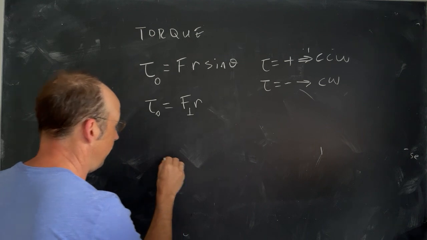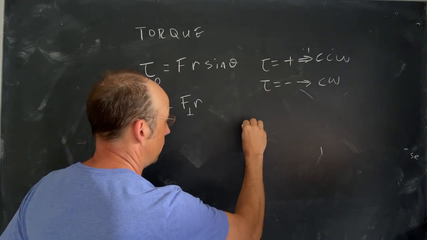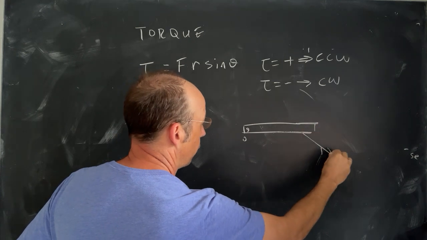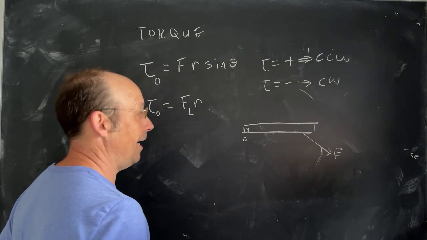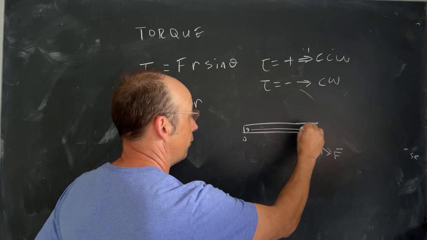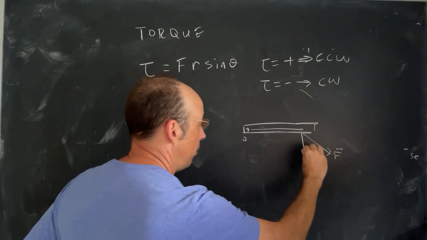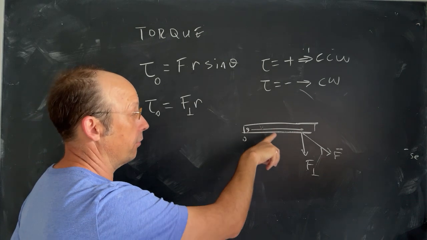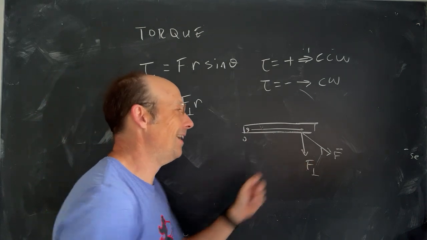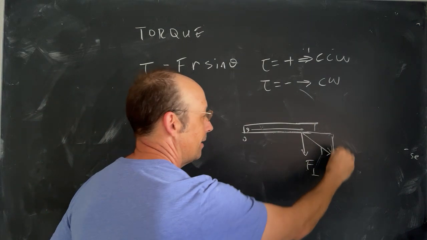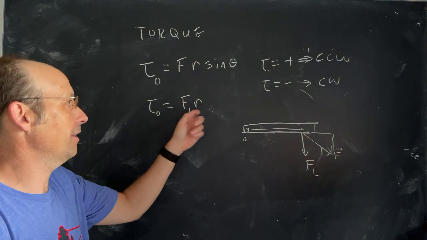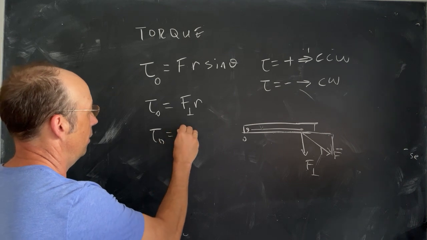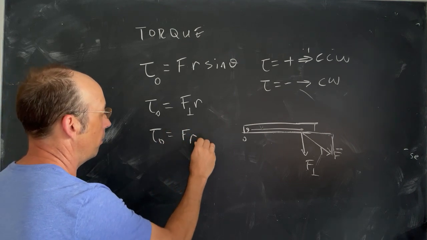So imagine that I have this situation again. There's my point O. Here's my force F. Instead of calculating the angle between those, I can calculate the perpendicular component of F, and it looks like that. It's the value of F that's perpendicular to R. And you'll notice that this technically is the same as F sine theta. So F sine theta is F perpendicular. Now you could also write this as F R perpendicular.